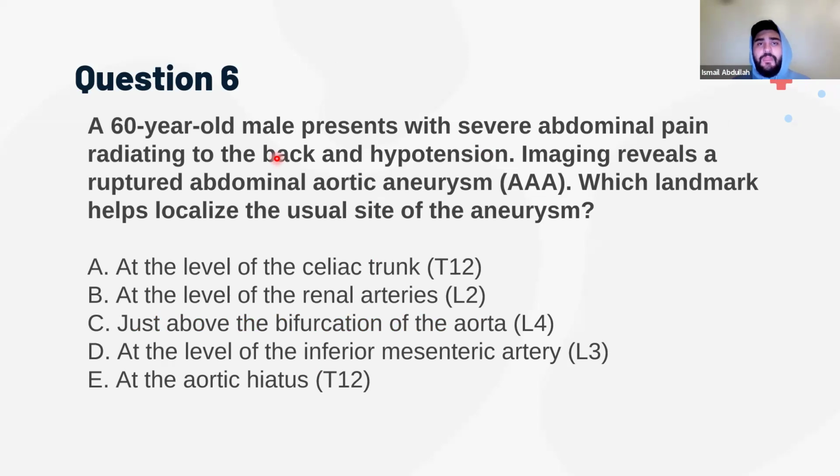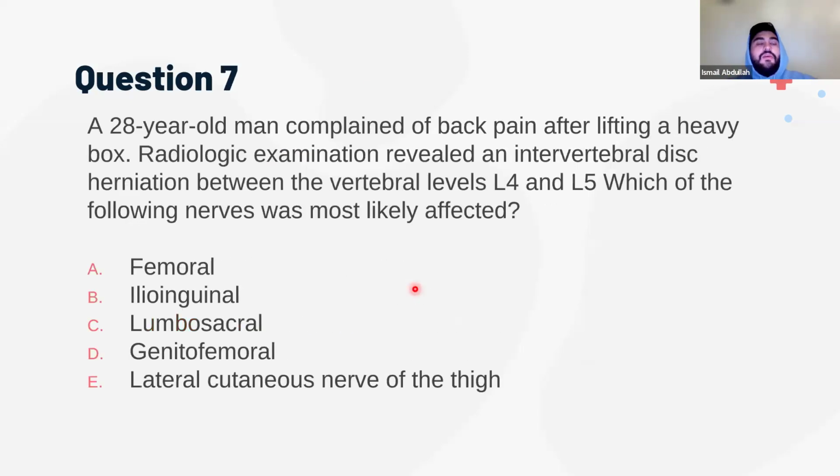Okay, so indirectly, this question is trying to tell you what's the most common site of abdominal aortic aneurysm. So where do you think it would happen? Okay, yes, it's going to happen just above the bifurcation of the aorta at L4. That's usually one of the most common sites of aneurysm.